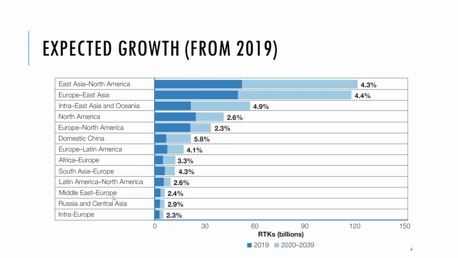Here was the expected growth. This is a little bit old. It's from 2019, about the routes of which way it was going to go. So within North America itself is the 3rd, 4th one down there, right? But then the other ones are lanes.